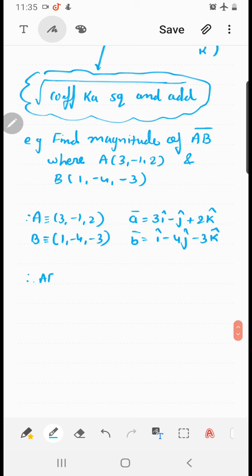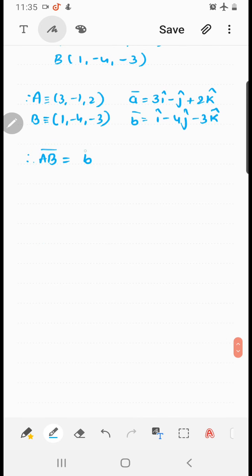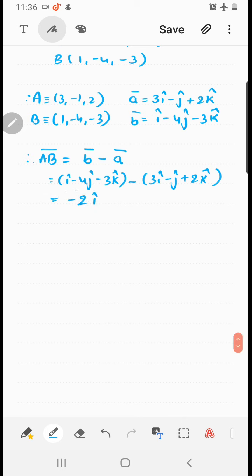Now I'll find the vector AB bar. What is the formula of AB bar? As I said, position vector of terminal point minus position vector of initial point. So let us subtract i cap minus 4j cap minus 3k cap from 3i cap minus j cap plus 2k cap. Please always take care of the sign in this. So here I get 1 minus 3, which is minus 2i cap, minus 4 plus 1, which is minus 3j cap, and minus 3 minus 2, which is minus 5k cap.